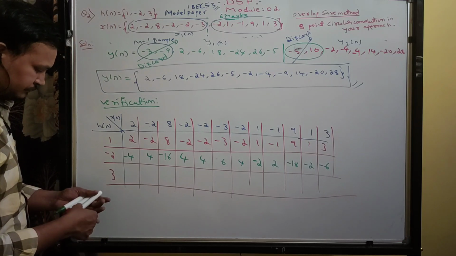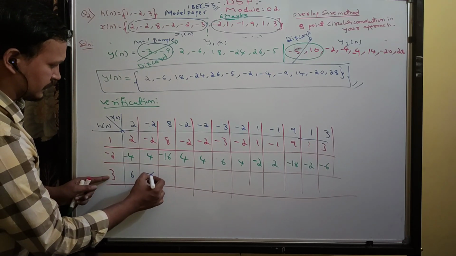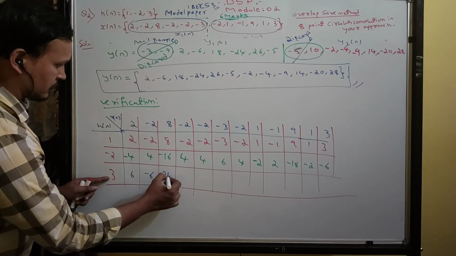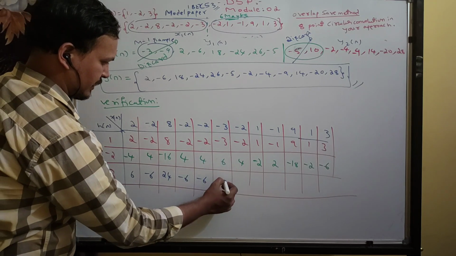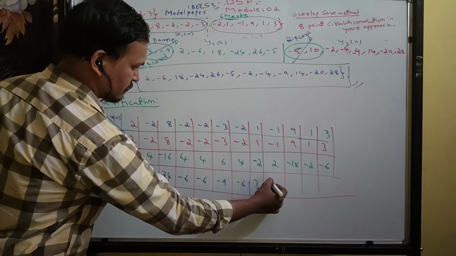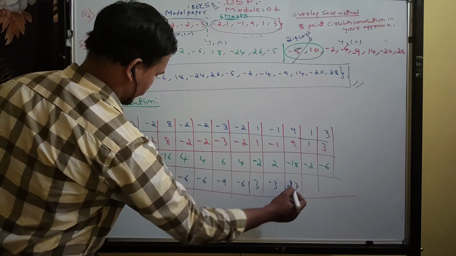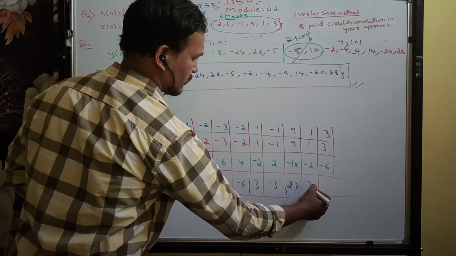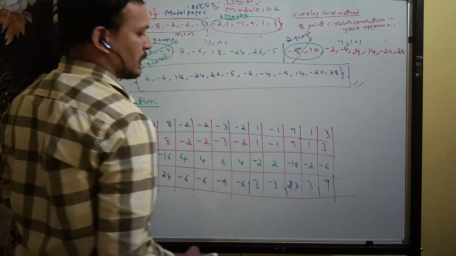Next, 3 into 2, 6. 3 into minus 2, minus 6. 3 into 8, 24. 3 into minus 2, minus 6. 3 into minus 2, minus 6. 3 into minus 3, minus 9. 3 into minus 2, minus 6. 3 into minus 1, minus 3. 3 into 9, 27. Next, 3 into 1, 3. 3 into 3, 9.